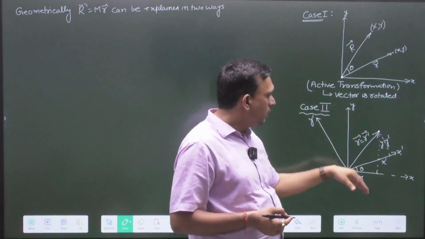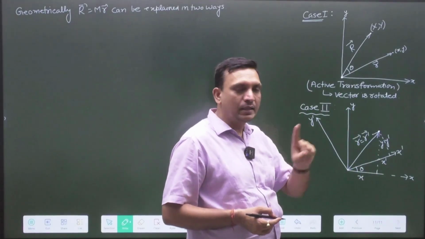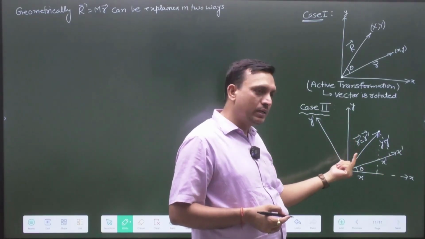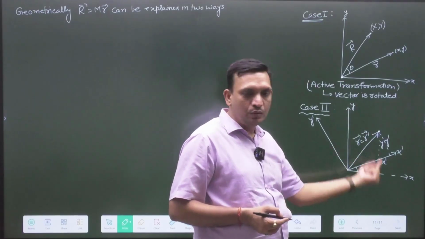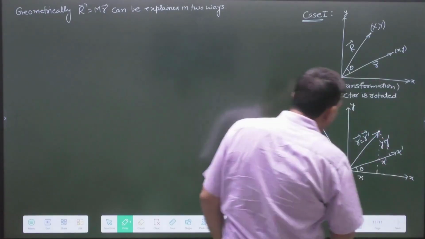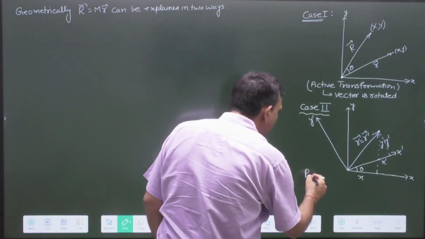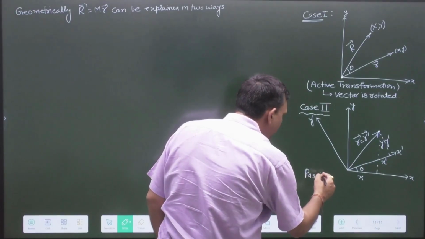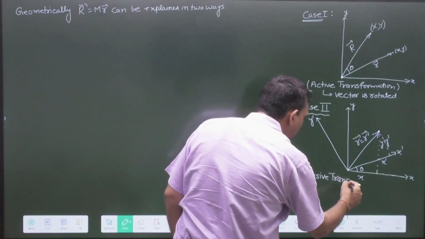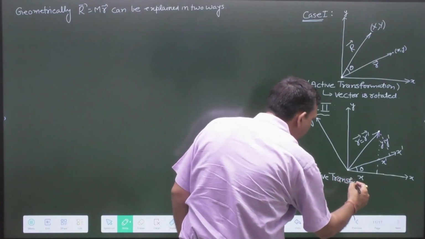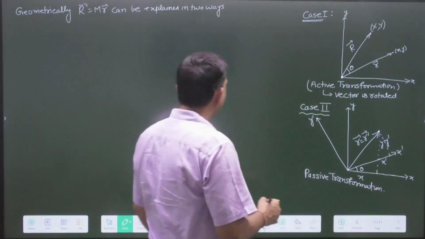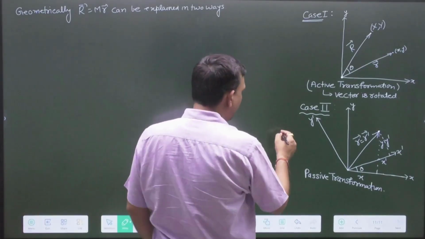Here there are two sets of coordinate axes and one vector. The vector is not changing, the axis is rotating, so the components of the same vector change from xy to x dash y dash. This transformation is called a passive transformation. So in case 2, we can write this equation.